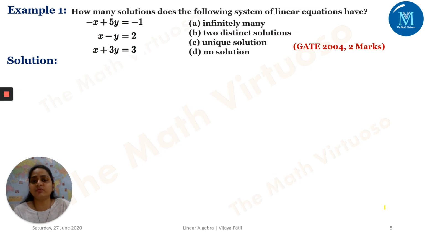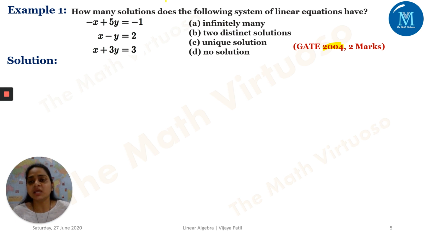Let us go and see a few examples. Now, this is the example. I've taken it from the GATE examination of 2004, and this is for 2 marks. Obviously, you need not show the in-between steps. You just have to find A, B, C, or D as the option.